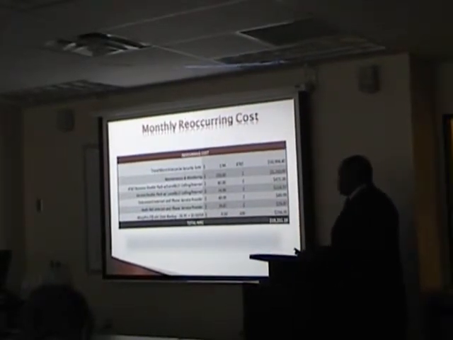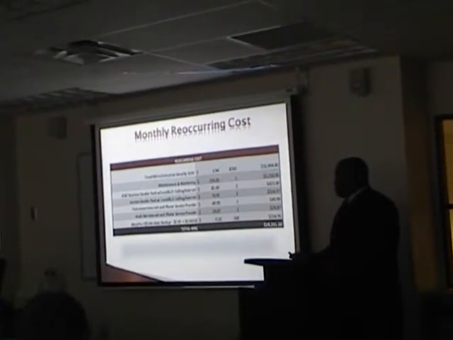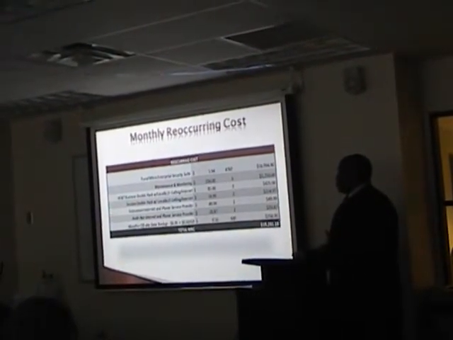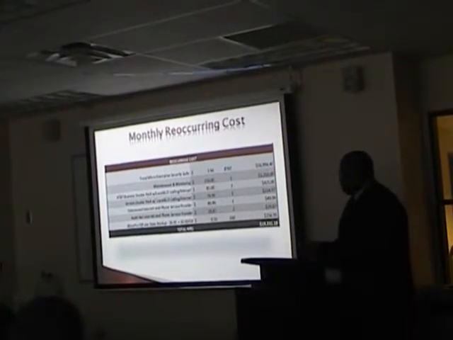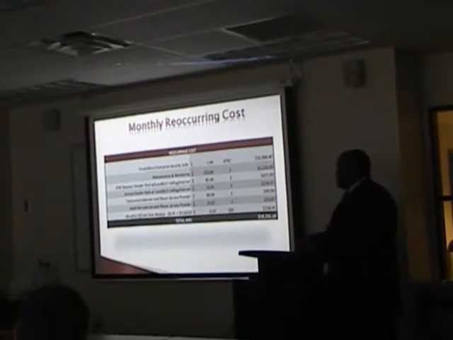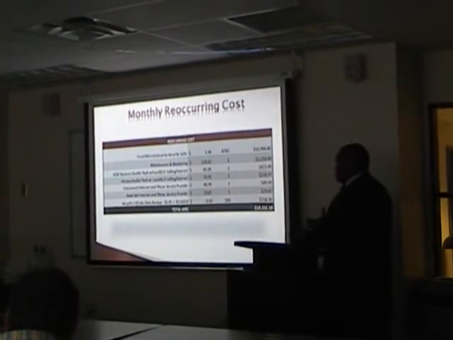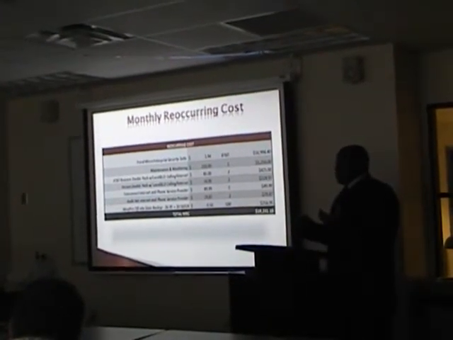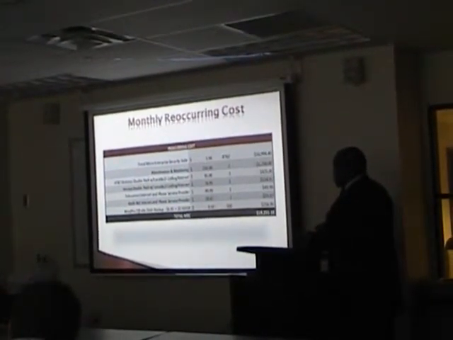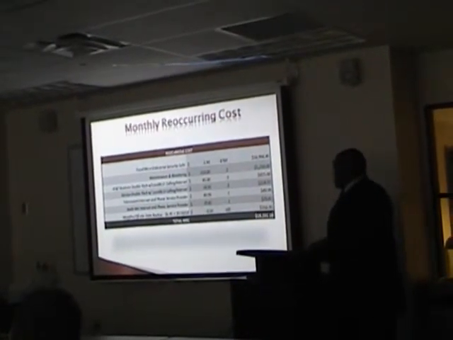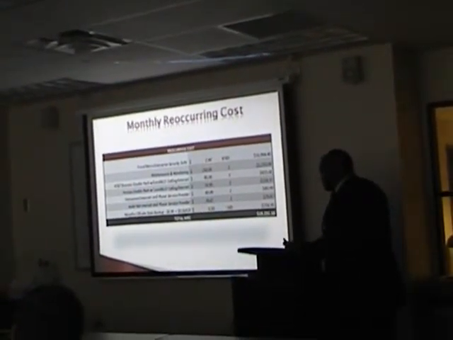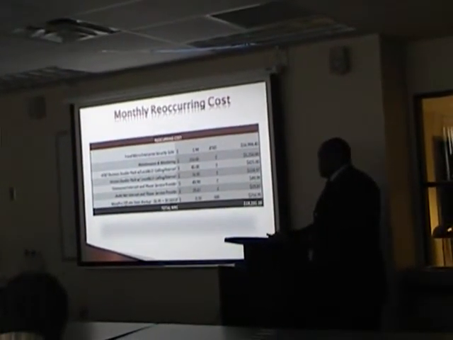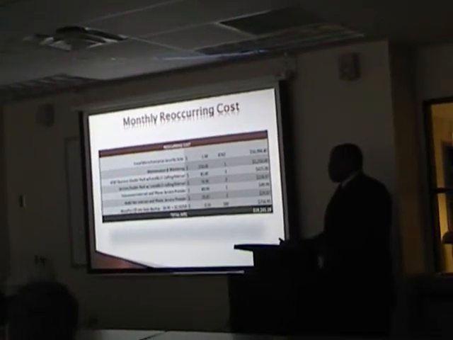Then we got the Mozy Pro off-site data backup. It is $6.95 plus 50 cents per gig. So you put 50 cents times 500, for 500 gigs, as we started out as a startup. Then we're going to flush up as soon as we get ready. It'll be $256.95. And the total of the monthly recurring cost will be $19,231.18.